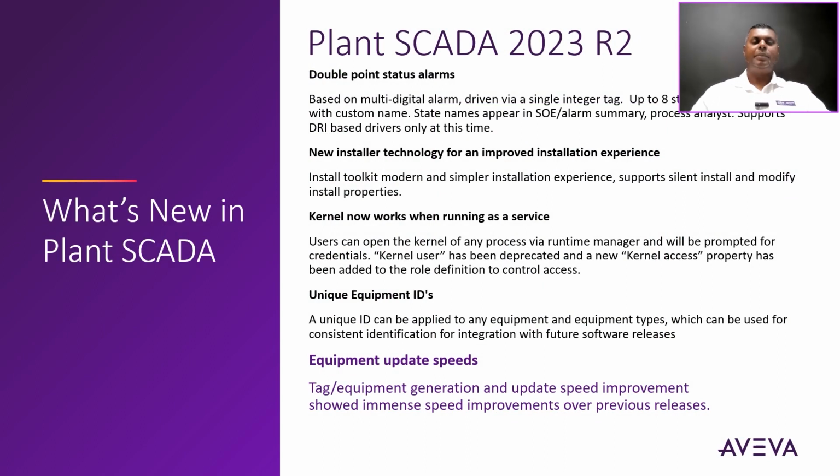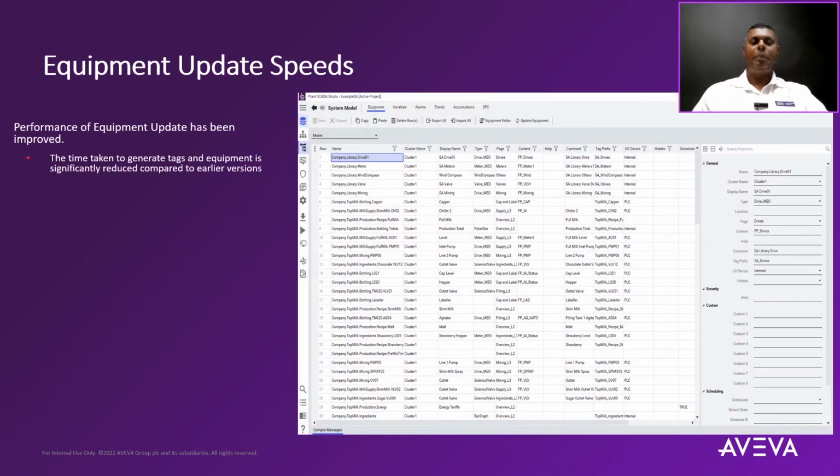Equipment update speeds. This feature enhancement to the equipment editor provides tag and equipment generation and update speed improvements, which showed immense speed improvements over previous releases. The performance of equipment update speeds is quite significant, as the time it now takes to generate tags and equipment is faster in this release. Equipment editor is an integral part of Plant SCADA project development within the Plant SCADA Studio.